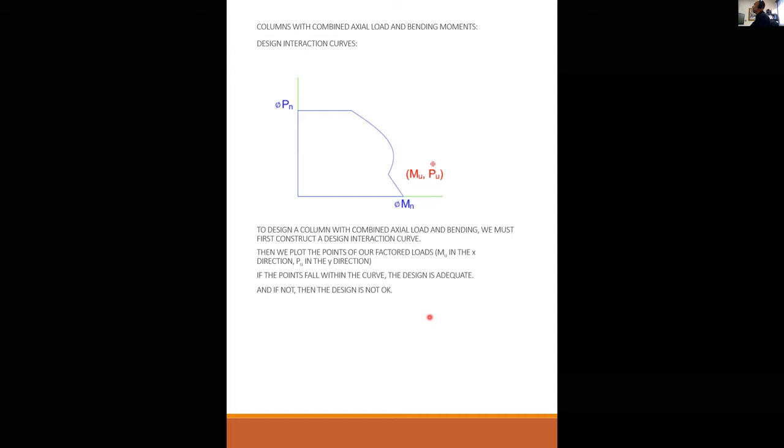Like I said, you can't really calculate a phi Pn and a phi Mn for any particular combination like you can for a single beam, because there's just an infinite number of combinations that would get you there. So it's not practical. But it is practical to create this shape, which is framed over a few key points. Once you find those key points, you can stitch this thing together. And once you've got that interaction curve, it's super simple to just plot inside or outside of the curve to see if it works or if it doesn't work. So that's how this works.